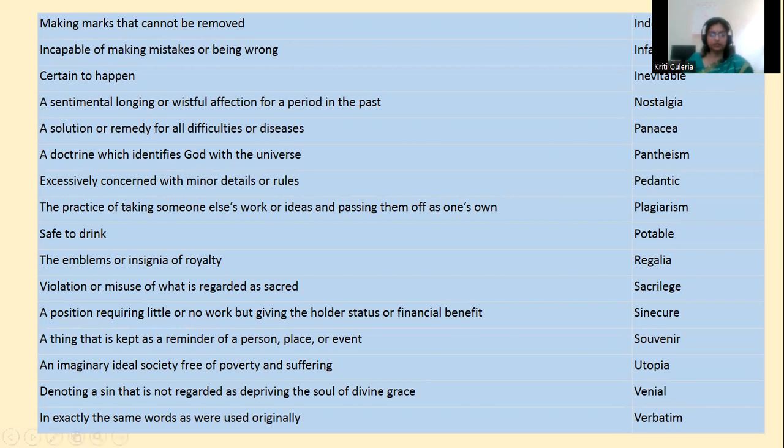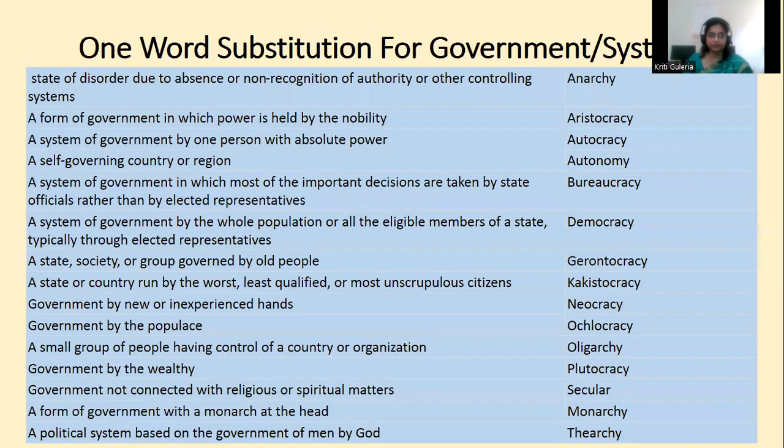Okay, so these were certain generic terms, the phrases which can be substituted with certain words. So these are certain examples. After that, we come over to government systems. That is one word substitution for government system.